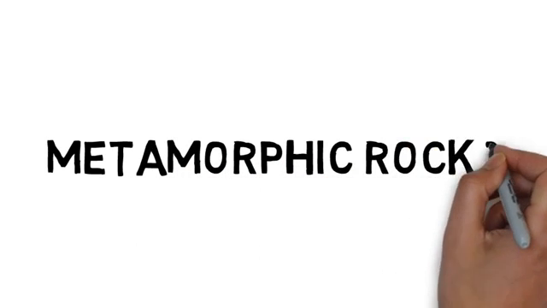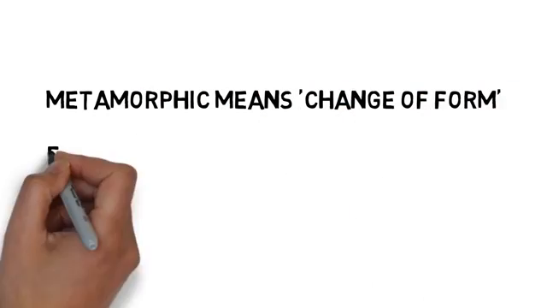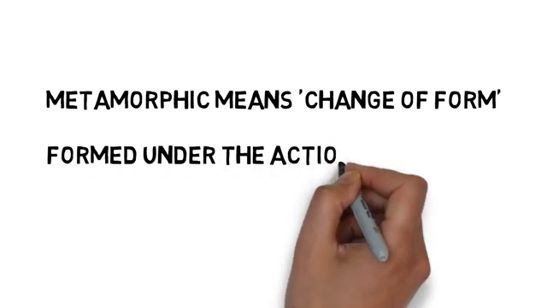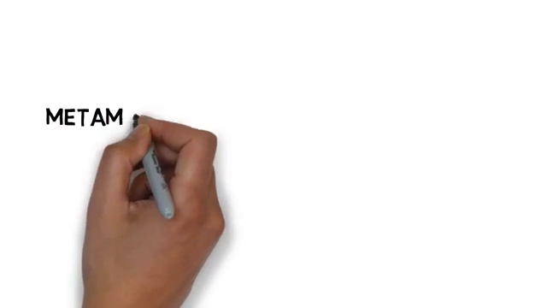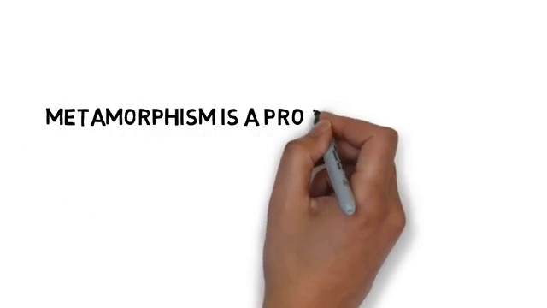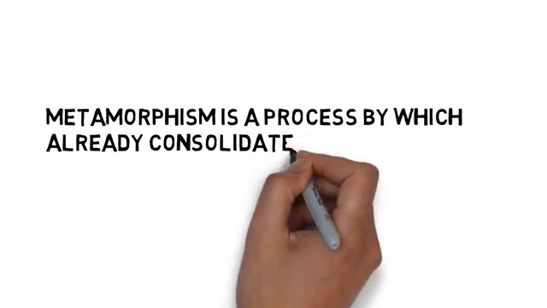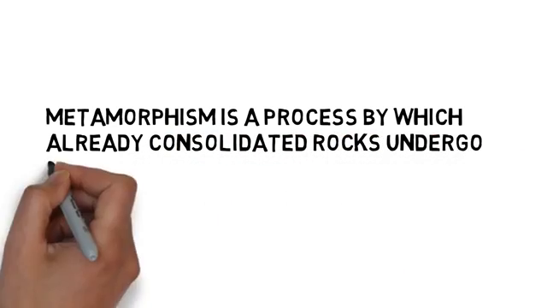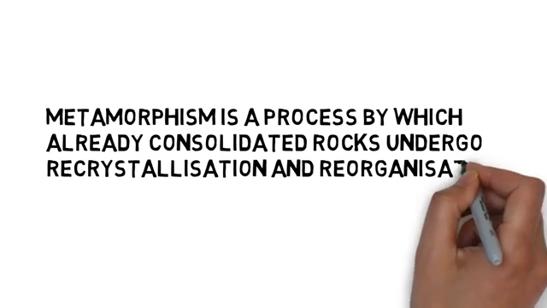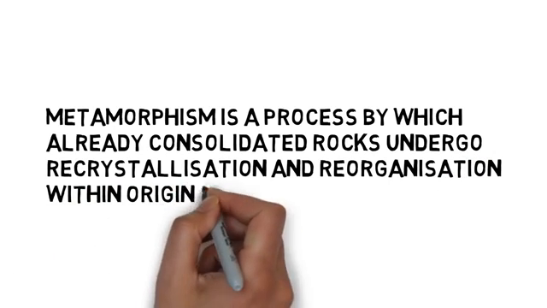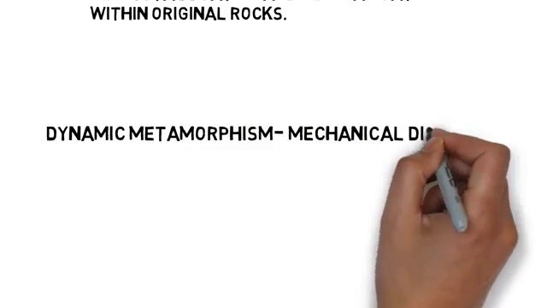Metamorphic means change of form, under the action of pressure, volume and temperature. Metamorphism is a process by which already consolidated rocks undergo recrystallization and reorganization within original rocks. There are different kinds of metamorphism. First, dynamic metamorphism. It is mechanical disruption and reorganization without any appreciable chemical change, which means that there is no such major chemical change in the rock formation, but the reorganization without any chemical change.